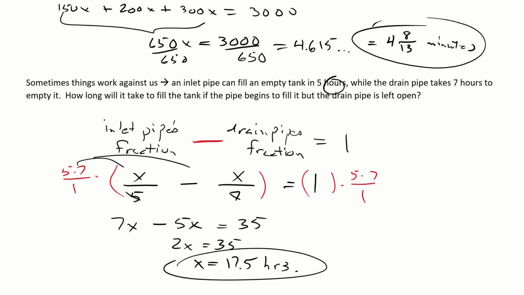So someone's put the drain on and boy, it's taking a long time to fill. It usually gets done in 5 hours. What's wrong? Oh, so-and-so left the drain open. That's why it's taking longer.